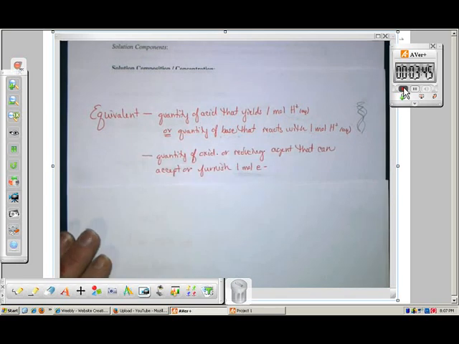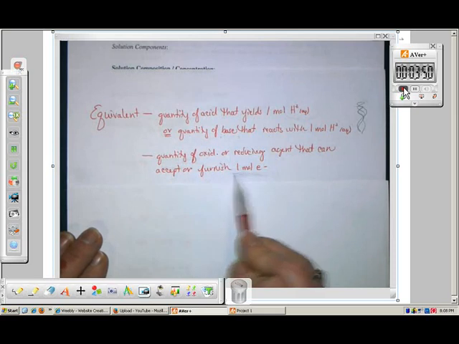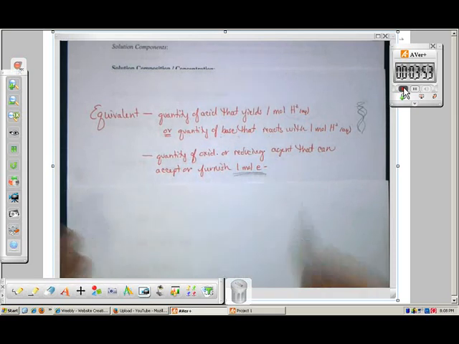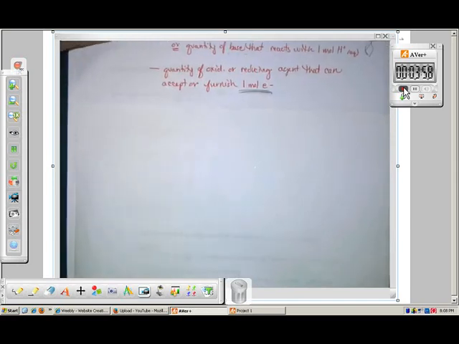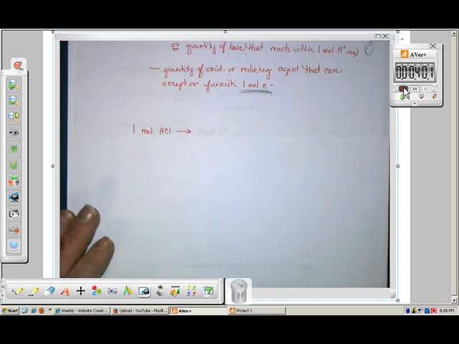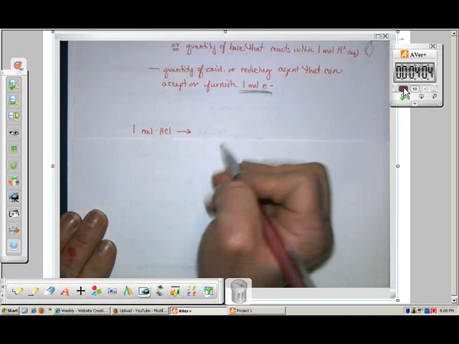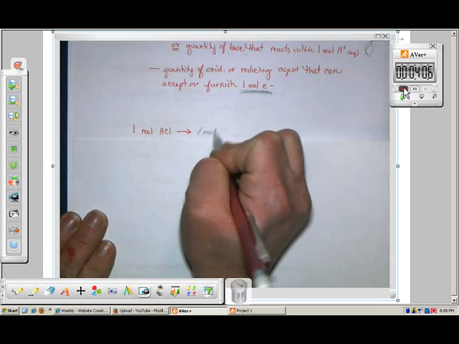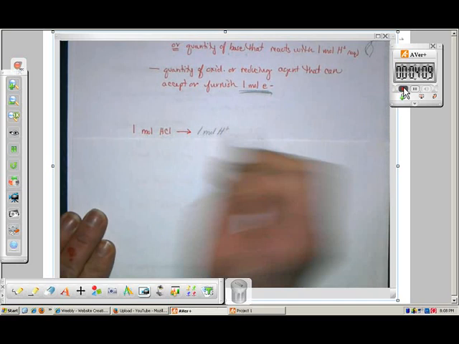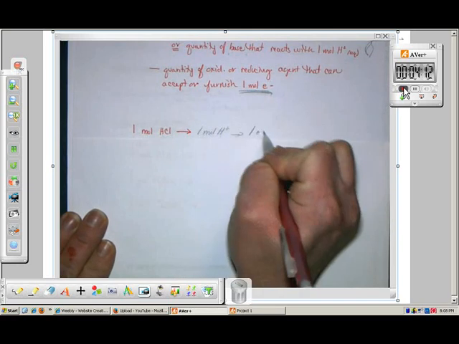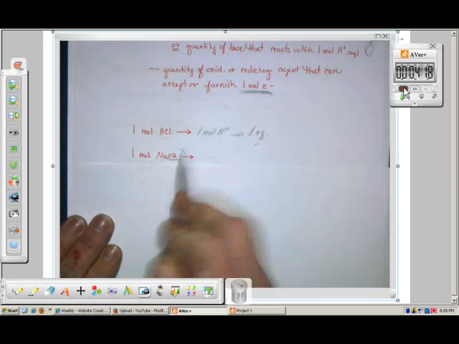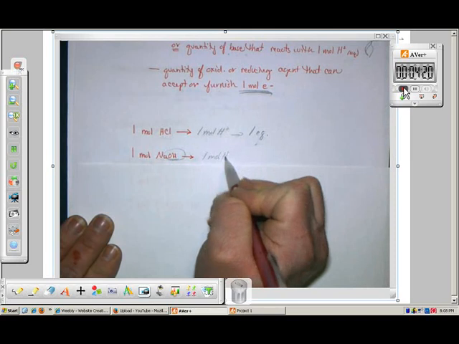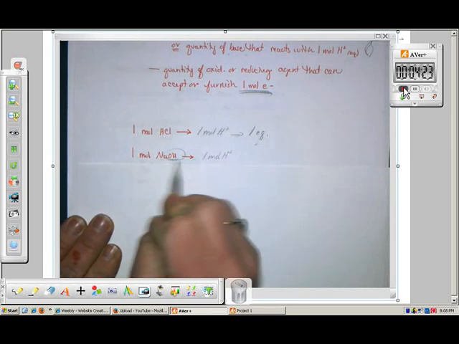However, an equivalent is also the quantity of oxidizing or reducing agent that can accept or furnish 1 mole of electrons. So let's specifically look at what this means and how we can interpret this for specific acids and bases. If we have 1 mole of HCl, that 1 mole of HCl can ionize to create 1 mole of hydrogen ion. So 1 mole of HCl gives us 1 equivalent. 1 mole of NaOH can react and neutralize 1 mole of hydrogen ion. So thereby 1 mole of sodium hydroxide would be 1 equivalent.